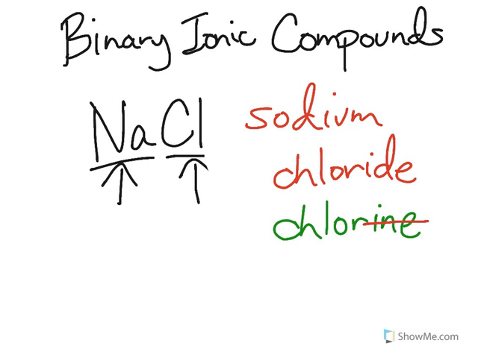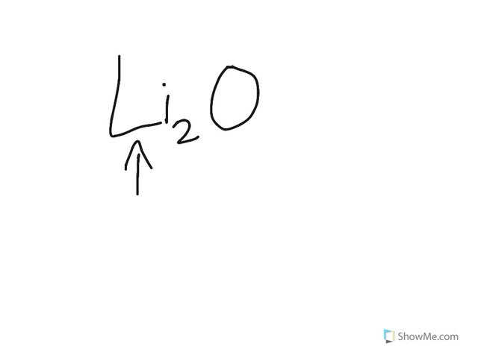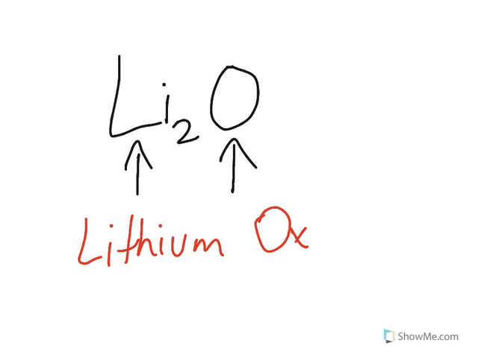Now let's go ahead and take a look at another example. Let's take a look at this formula, Li2O. And this is another binary ionic compound. And the name of this compound, you would think that this would be lithium atoms, and these are oxygen atoms, but the name would be lithium oxide. So the name again would be lithium oxide.